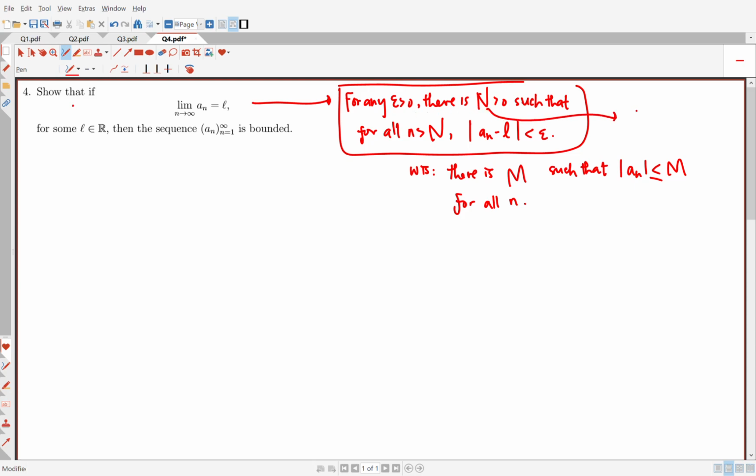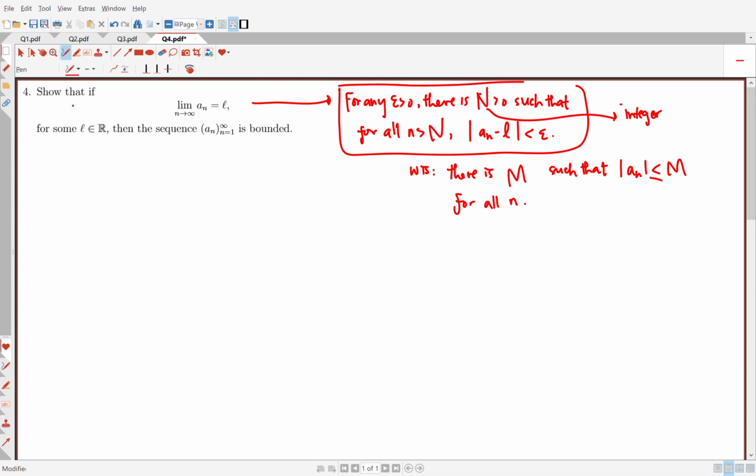It means that for any epsilon positive, there is a big N, which I can always choose to be an integer, such that for all n bigger than N, the absolute value of a_n minus L is less than epsilon. We want to show that we can find a big M such that the absolute value of a_n is less than or equal to M for all n. This is to show that a_n is bounded.